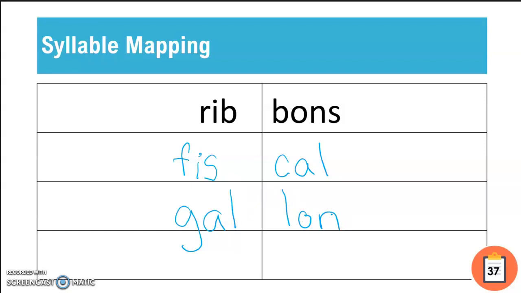Last word, you're going to do signal. The word is signal. First syllable, sig, right? Sig. Check your spelling with mine. Sig. Next syllable is nal. Signal. Check your spelling with mine. Make sure you spelled it correctly.